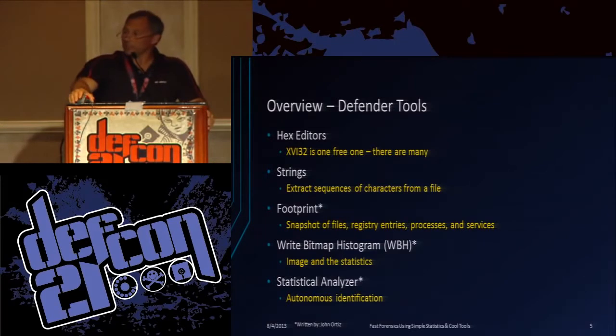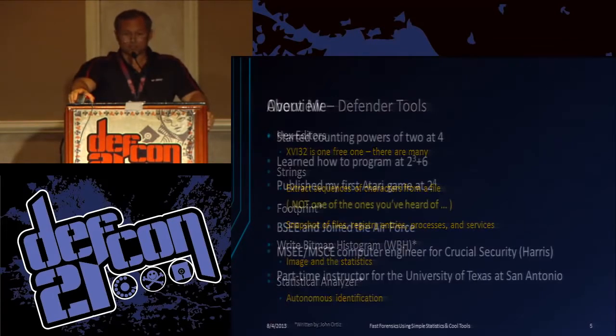Write bitmap histogram, which is a terrible title, but I can't think of anything else to call it. Takes an image of a file and also takes some basic statistics. You can learn a lot from just a few basic statistics. And then the statistical analyzer kind of combines the two and automates them. I don't have much time to talk about that one, but it's there, and if you want more information, my contact information is at the end of the presentation.